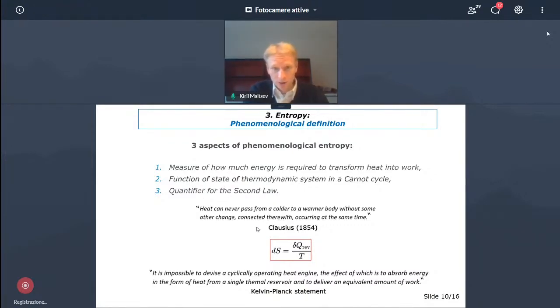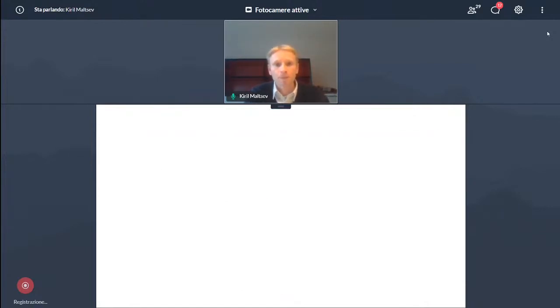Let me quote Clausius' statement on the second law: heat can never pass from a colder to a warmer body without some other change connected therewith occurring at the same time. And the Kelvin-Planck statement, which was formulated later: it is impossible to devise a cyclically operating heat engine, the effect of which is to absorb energy in the form of heat from a single thermal reservoir and to deliver an equivalent amount of work.